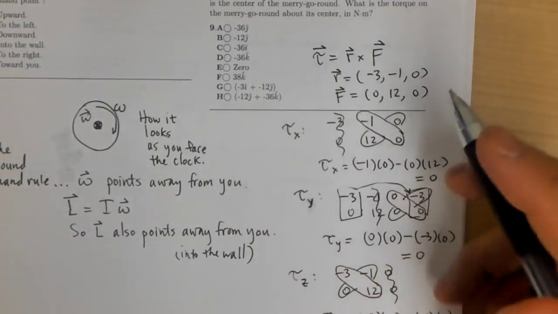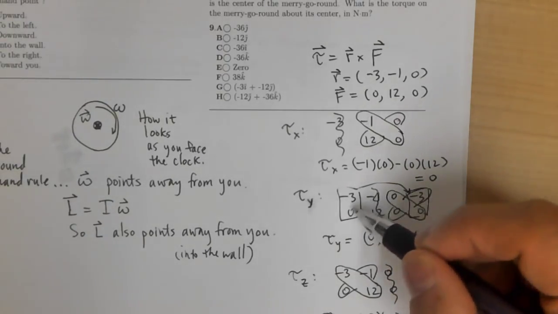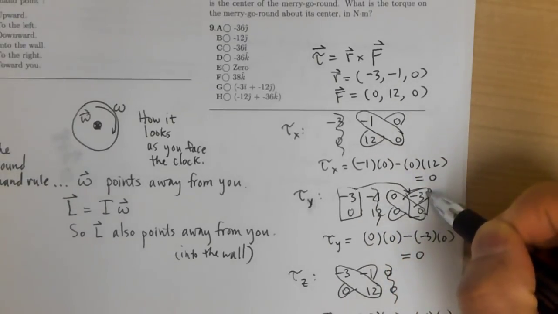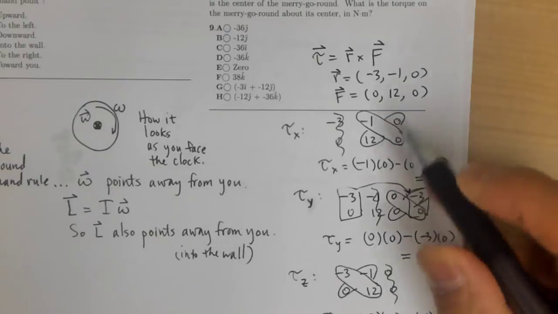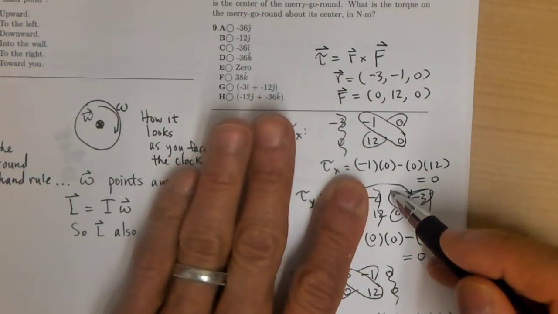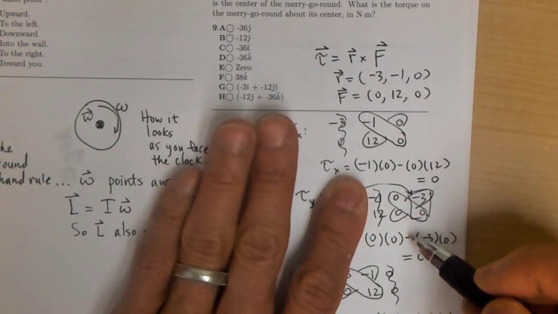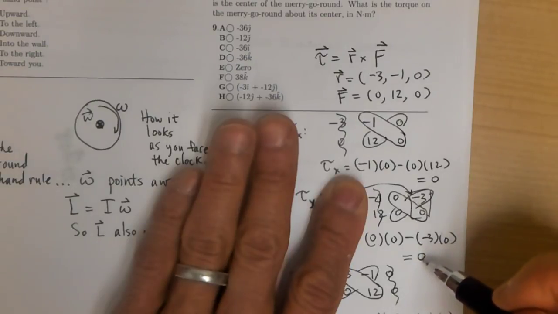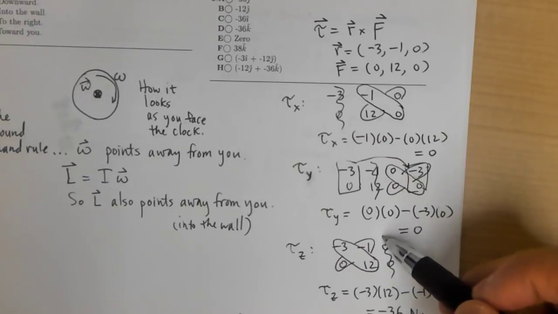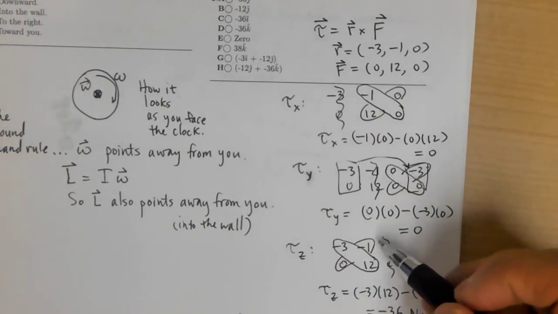For the y component, you strike the middle column, and then you have a gap between these two columns, so you cycle this guy on over to the other side. You get a minus 3, 0 on this side. Now you look at this little 2x2 table. You multiply the diagonals going downward to the right, 0 times 0, minus 3 times 0, so you end up getting 0 again.